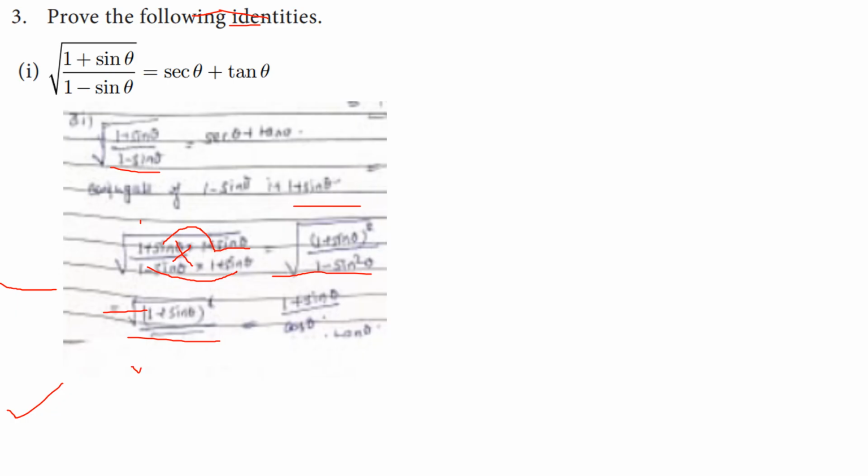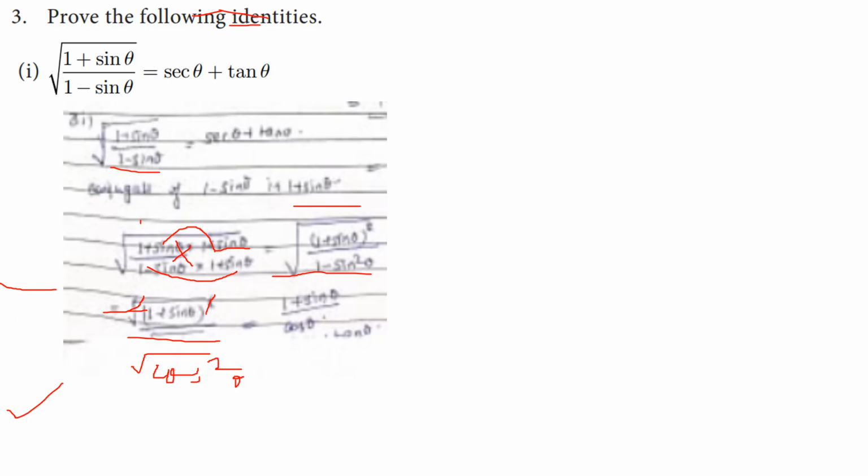Cos squared theta. Cos squared theta. So our rule is that the square and the square root symbol cancel, 2 into 1 by 2, that means... So cancel it. The remaining 1 plus sin theta will come.